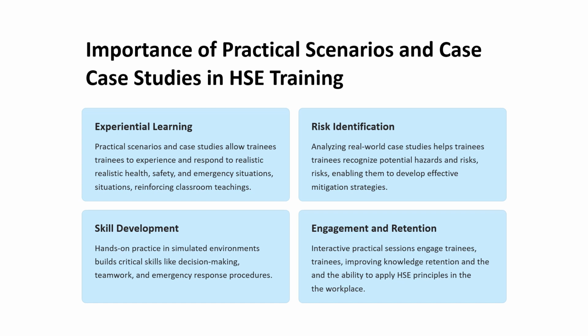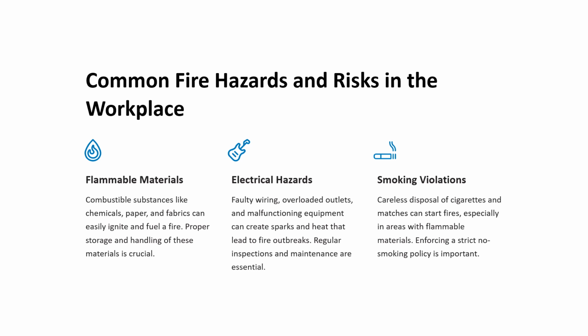Common fire hazards and risks in the workplace. 1. Flammable materials. Combustible substances like chemicals, paper, and fabrics can easily ignite and fuel a fire. Proper storage and handling of these materials is crucial.